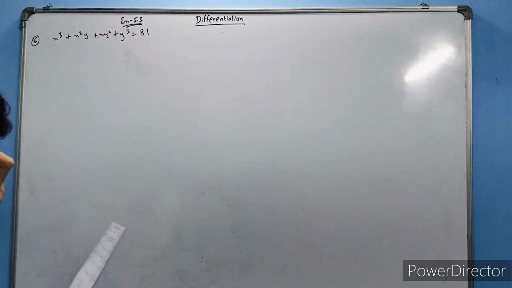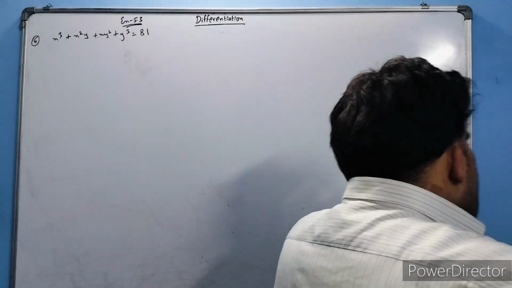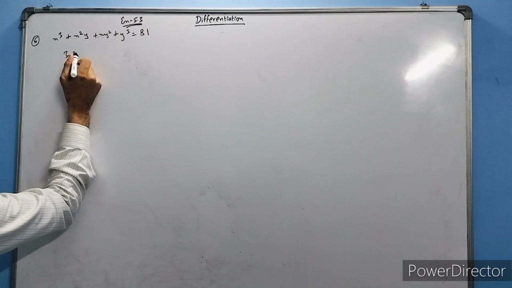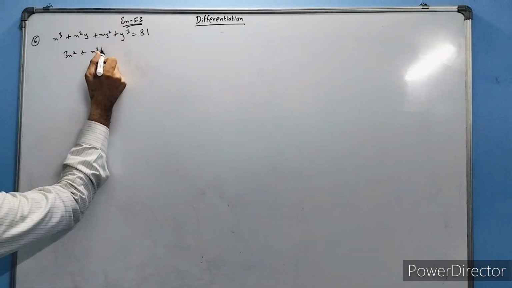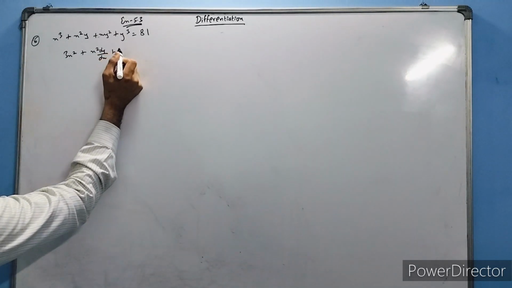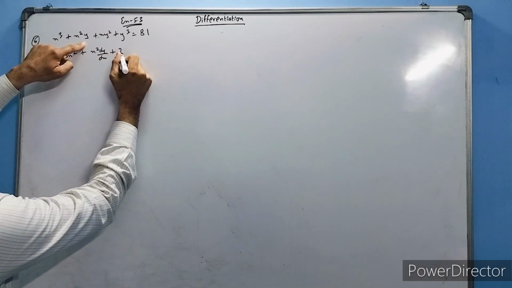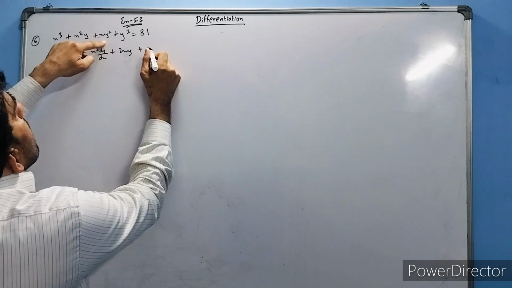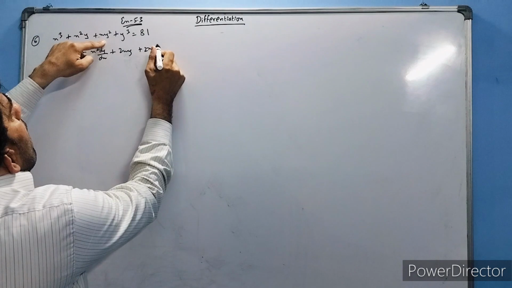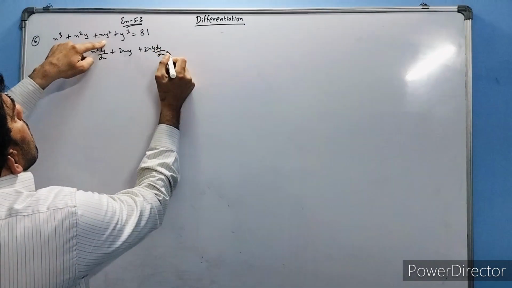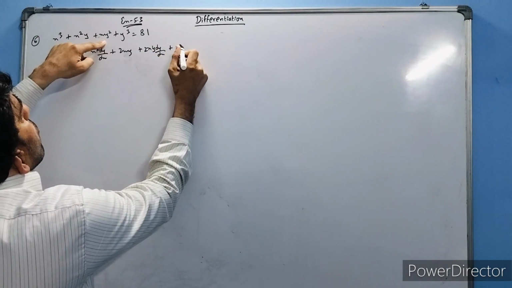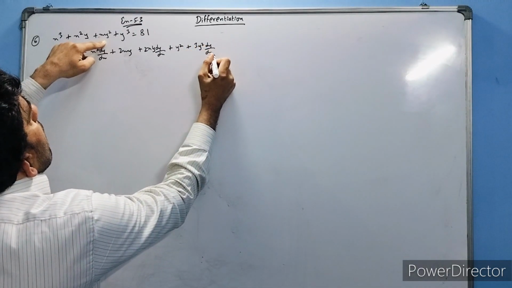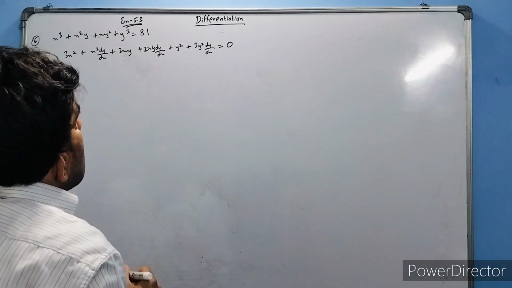Okay, they have given this. Now we'll try to differentiate it. Let's see: 3x square plus x square dy upon dx plus y plus 2xy plus, same here we'll apply the product rule, that is x into 2x into y dy upon dx plus y square plus 3y square dy upon dx is equal to 0.